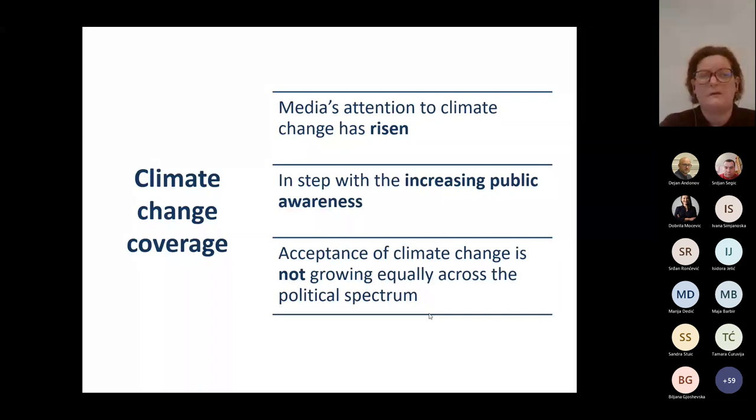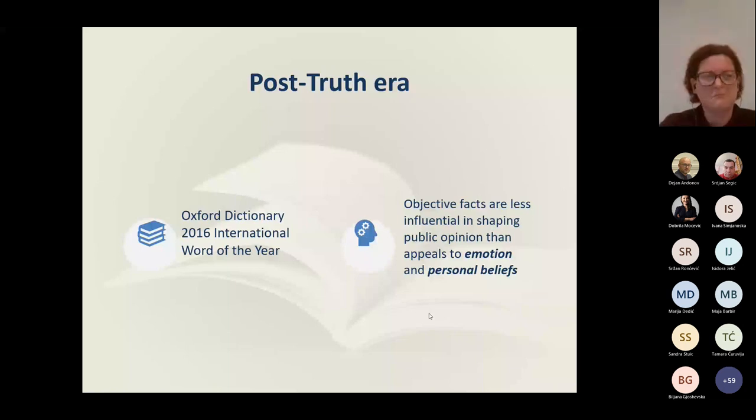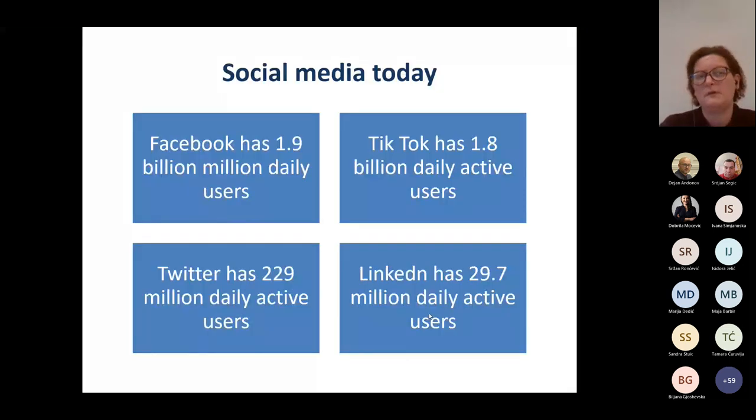We all live now in the post-truth era. It was the Oxford Dictionary International Word of the Year in 2016. We mentioned earlier, unfortunately, objective facts are less influential in shaping public opinion than appeals to emotion and personal beliefs. As journalists, as science communicators, as climate communicators, as environmental communicators, this is a major problem, and we will see why. Because of social media, one of the factors which influence this kind of doubt, this kind of uncertainty, is the use of social media.